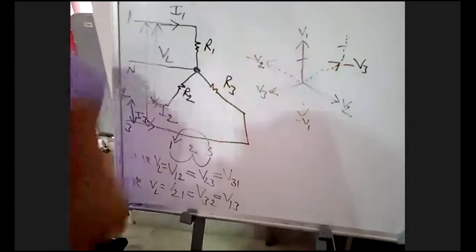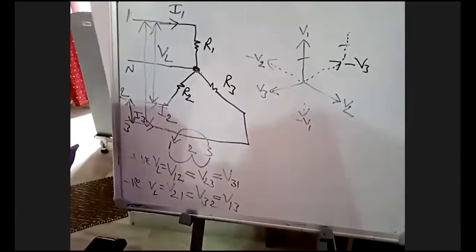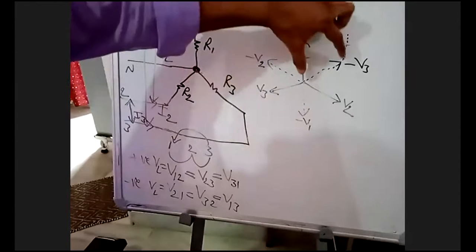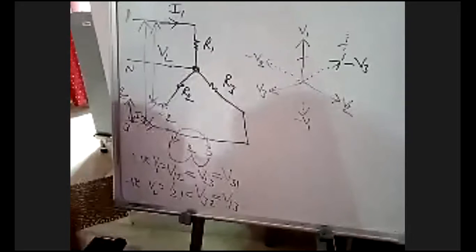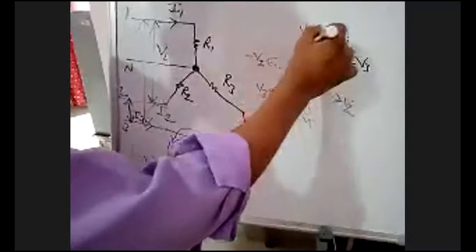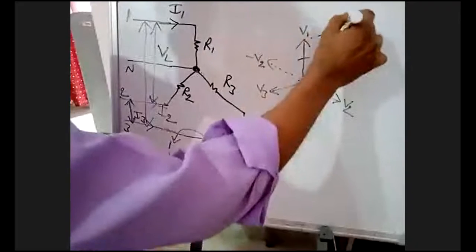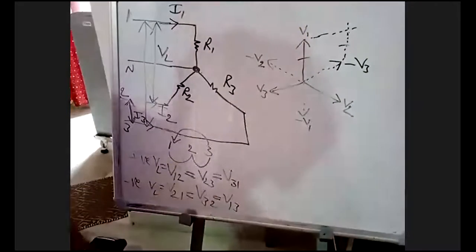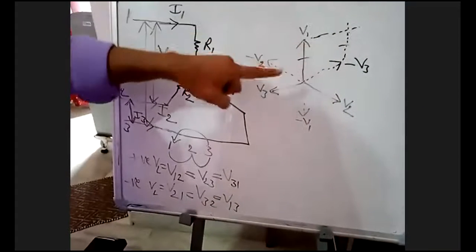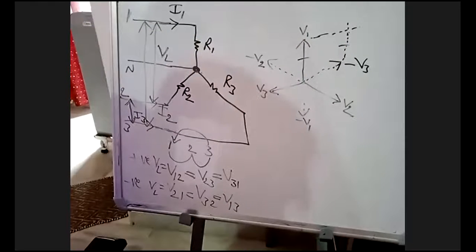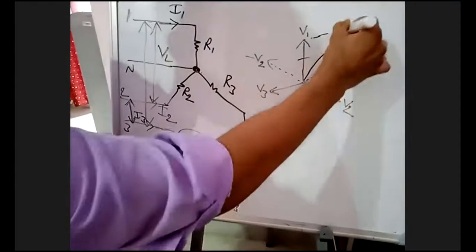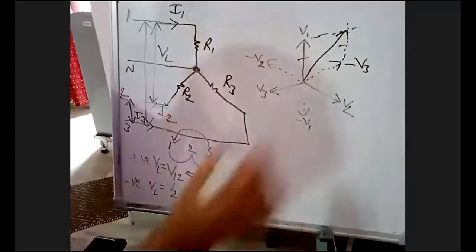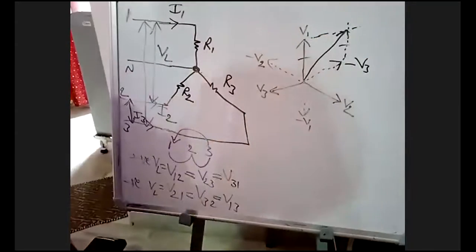For V3, where will we take the parallel line from? From minus V1. So these two will intersect at one particular point. Now this is the parallelogram. Here I'll take the diagonal in the parallelogram.